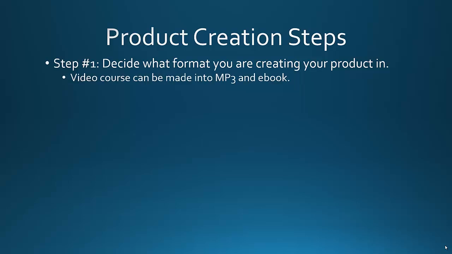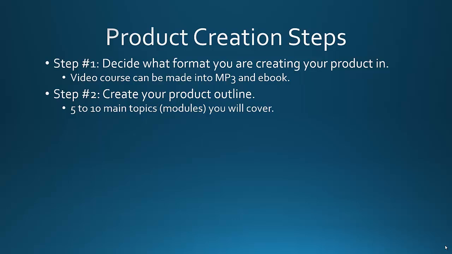Step one is decide what format you're creating your product in. A video course can be made into an MP3 and an ebook. Keep that in mind. Like this video course that I'm doing right now, with the software I use, it can easily be converted into an MP3 format, which means it automatically becomes an audio. And then you could also take this same training using my voice, and you could hire somebody to do what's called a transcript of exactly what I'm saying, and they could convert that into an ebook pretty easily.